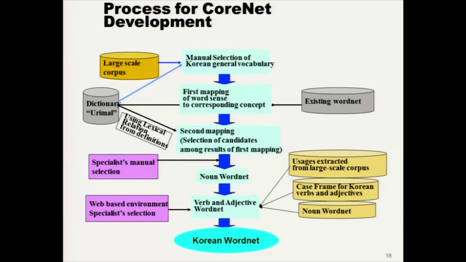The process for CONET development was, first, a manual selection of Korean general vocabulary. We selected the top 50,000 most frequent words from the corpus, and then mapped the word senses of the corresponding concepts to the existing dictionary, the Urimal dictionary published by the Hangul Society at that time. We mapped each sense to the dictionary's different definitions, and finally mapped all the senses to the dictionary, so that we could generalize them into concepts. Then we matched those concepts with the Japanese semantic network that NTT provided at that time. So we have a shared concept system with the Japanese Goidaikei, which was produced by NTT for machine translation purposes.